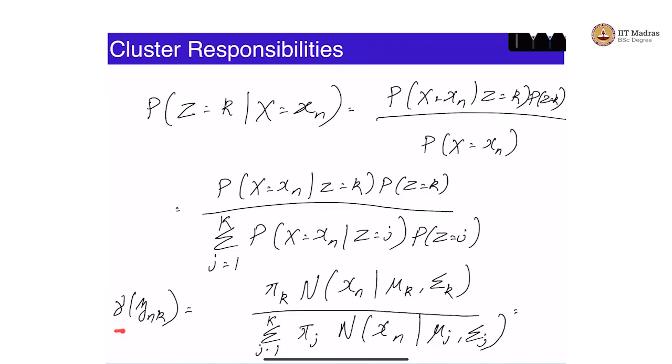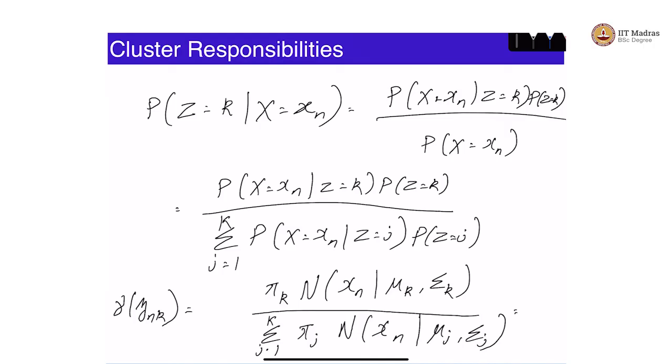Right. So now this is called cluster responsibilities. That means that if you have the parameters pi 1 to pi K, mu 1 to mu K and sigma 1 to sigma K, you can find cluster responsibilities. That is, you can find a way to assign a cluster to each data point. Ideally, one cluster will take full responsibility for a data point. By that I mean gamma of z_nk will be either 1 or 0.